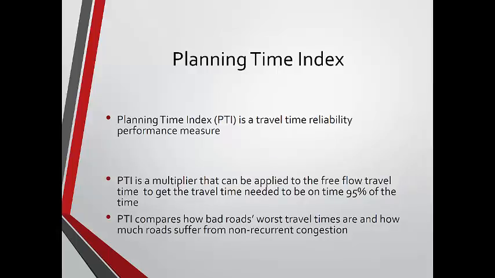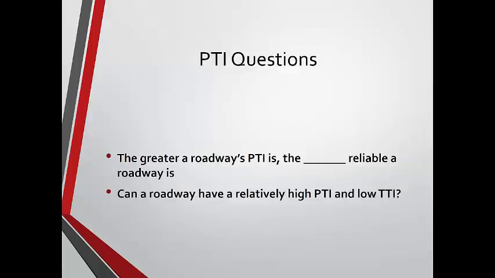A planning time index is another metric, and this one is trying to capture how much variability I have in my travel time. This is a multiplier that can be applied to the free flow travel time to get the travel time needed to be at the 95th percentile of travel times. In other words, how much extra time do I need to give myself to make sure that I'm on time 95% of the time? This one really compares how bad the worst travel times are and how much non-recurrent congestion is influencing things. So again, the greater a roadway's PTI is, the less reliable the roadway is.